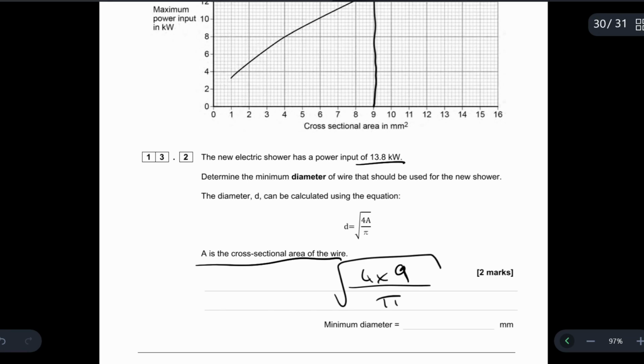Now you can use the area in millimeters squared. You don't need to convert it. What you just need to be aware of is that the minimum diameter that you get is going to be also in millimeters. And so when you plug that in, and if you get the proper value from the graph using a ruler, then you should get a diameter of about 3.5.